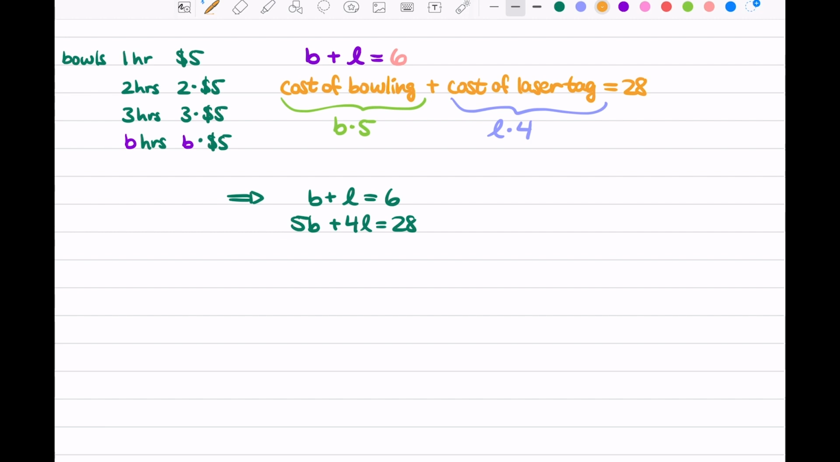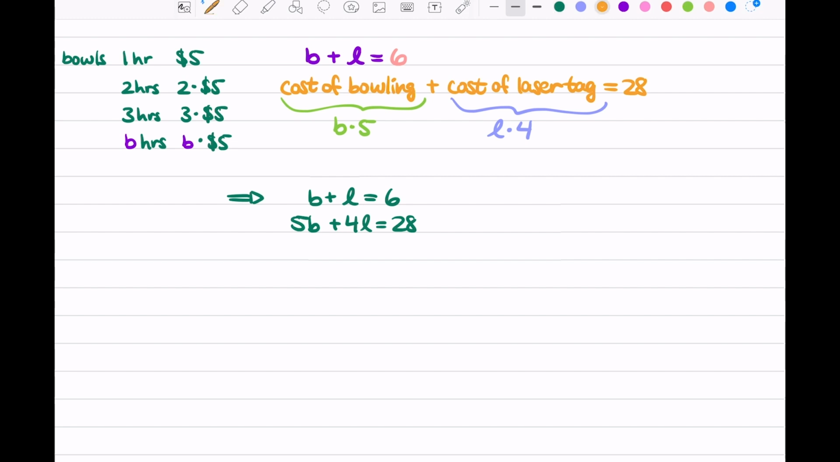If we wanted to use substitution, we could take our first equation and subtract L from both sides. That would give us B equals negative L plus 6. And now we know that B equals this piece over here. So we could substitute that into our second equation, and we could solve for L. However, the way that our equations are set up, it feels natural to combine them. We have our B's lined up and our L's lined up. So when we combine, we need to make sure that one of the variables disappears. It doesn't matter which variable disappears, as long as one of them does.